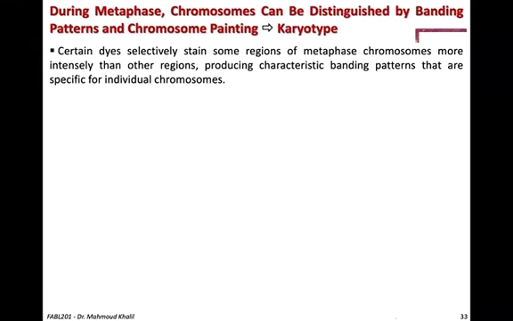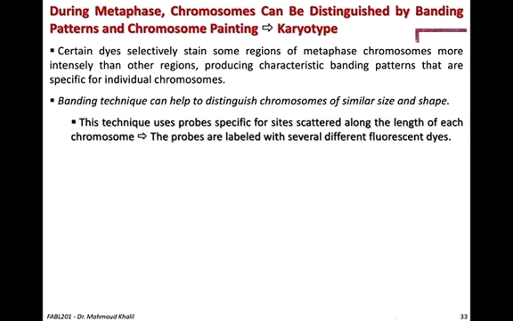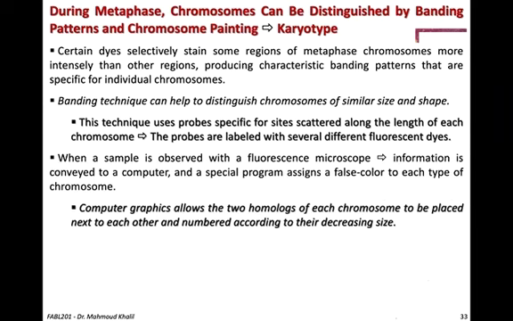So, going deeper into how they know about abnormalities in chromosomes, certain dyes can selectively stain some regions of the metaphase chromosome. They can stain them more intensely than others. And this produces a characteristic banding pattern that is specific for each individual chromosome. So this banding technique can help identify whether the chromosome is of the correct shape and size. In this technique, they use a kind of fluorescent dye that they attach to the chromosome to get fluorescence, so it can be easily seen.